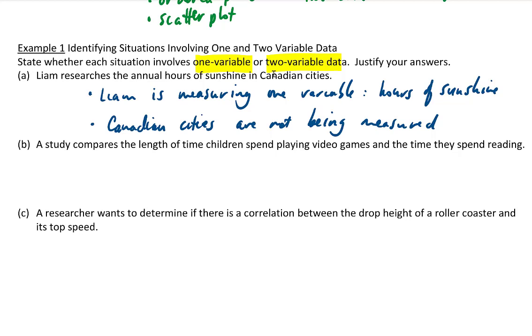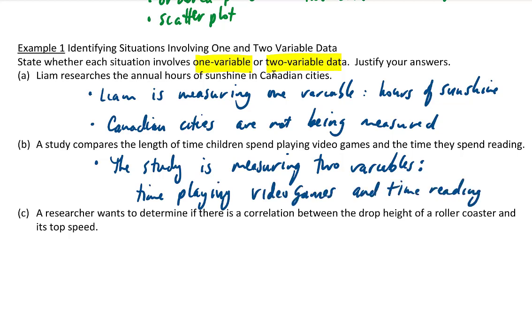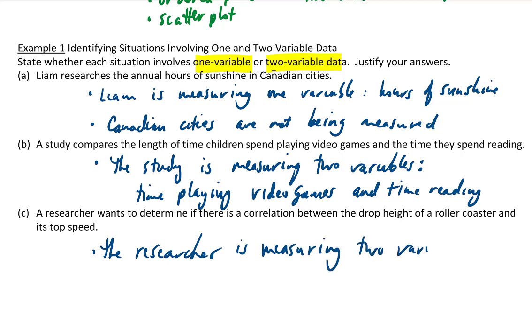B. A study compares the length of time children spend playing video games and the time they spend reading. In this case, the study is measuring two variables: the time playing video games and the time reading. And the final one, a researcher wants to determine if there's a correlation between the drop height of a roller coaster and its top speed. Once again, we are measuring two variables, the drop height and top speed.